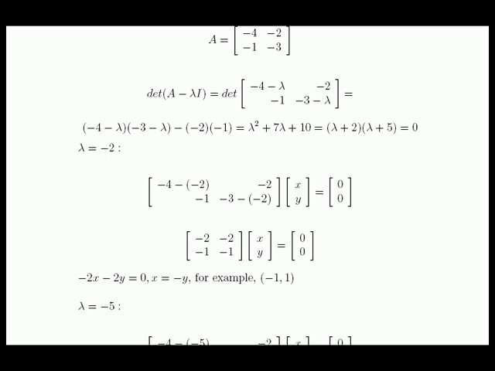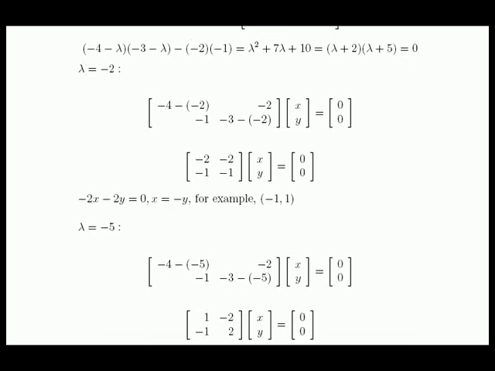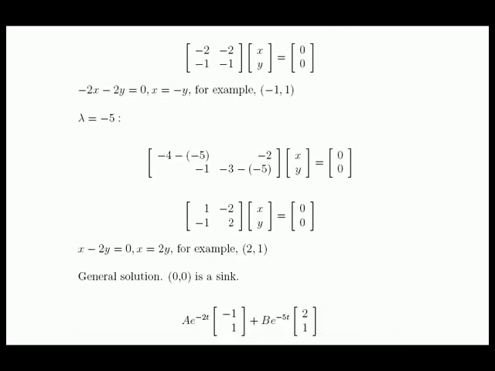It doesn't really matter what the eigenvectors are. You're going to have an e to the minus 2t and an e to the minus 5t multiplying the eigenvectors. They're both going to go to 0 with time. So we find the eigenvectors anyway, the same way as before. For example, minus 2 has eigenvector minus 1, 1, or any multiple thereof. Minus 5 has eigenvector of 2, 1.